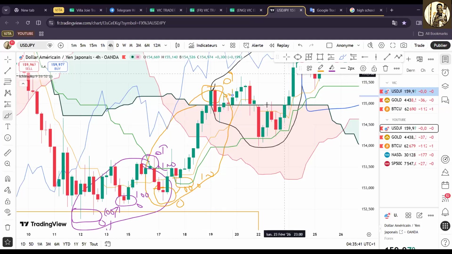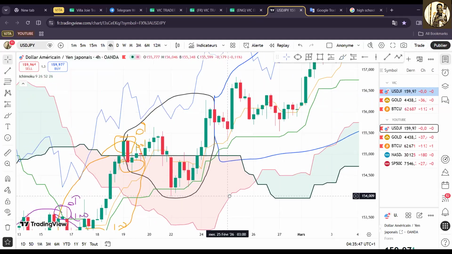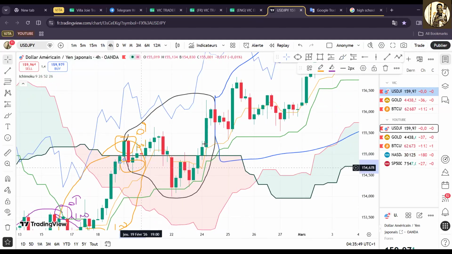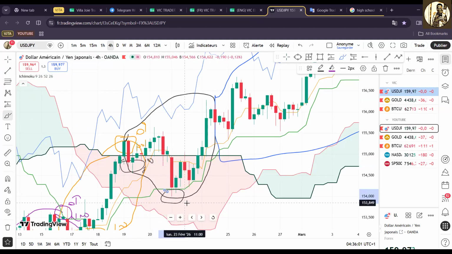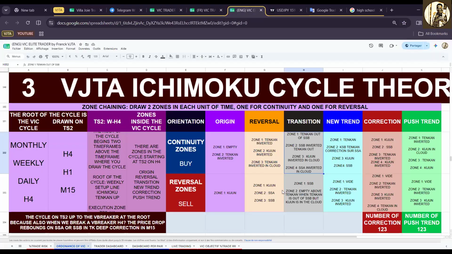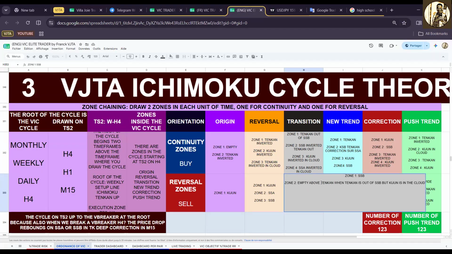So let us look at zones of continuity here. For this transition, we had this SSB inverted 0 100%. This Kijun inverted in cloud 0 100, like 0% chance to fall down and 100% chance to go up. But now the reversal zones during this period are the empty space above Tenkan when Tenkan is out of SSB, but Kijun is still in cloud, like this one.